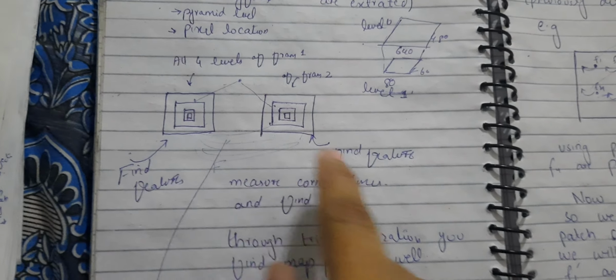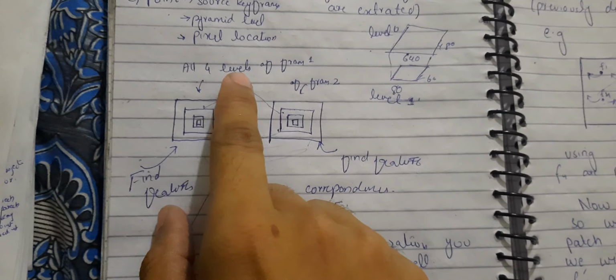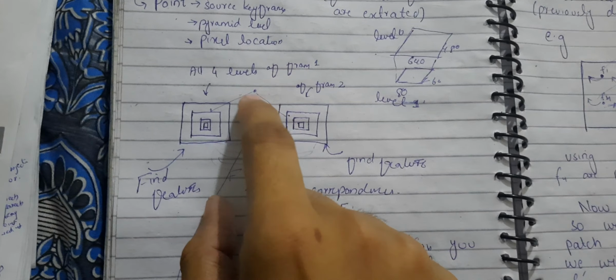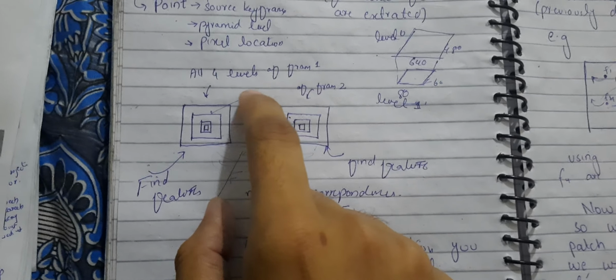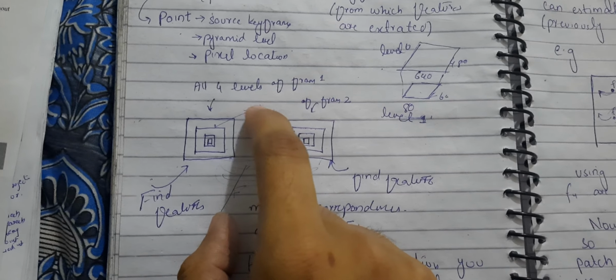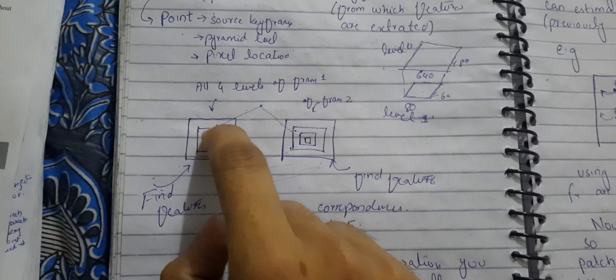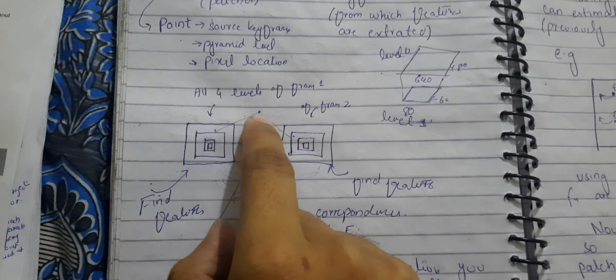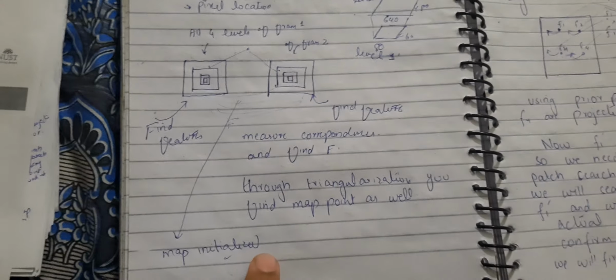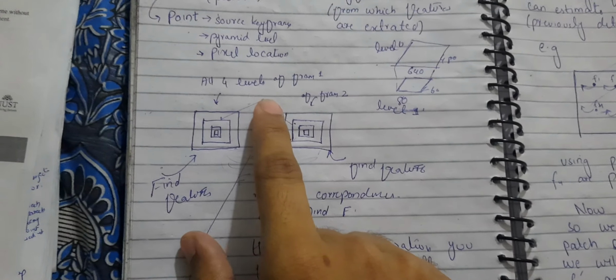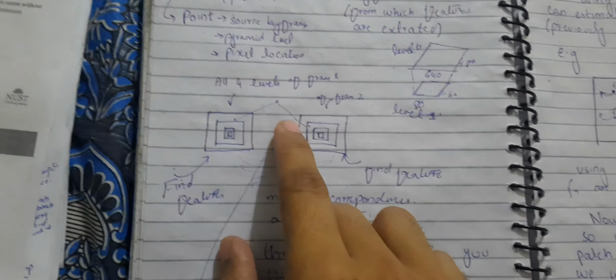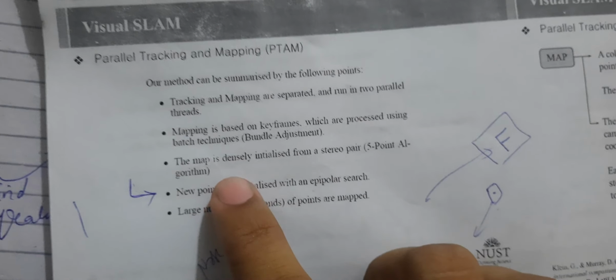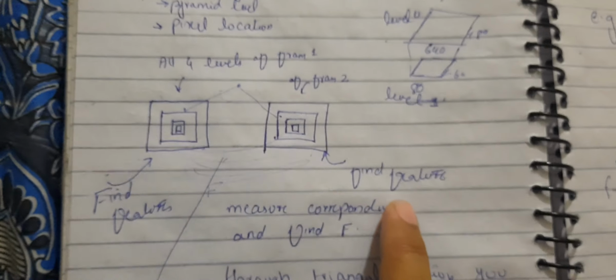Obviously it has found F. Now with the help of triangulation it can find the exact location, not exact but it can predict the location of the features in the 3D world as well. So it will do this. This is called map initialization. So this is where this thing comes in. It uses the 5-point algorithm for finding the F matrix.